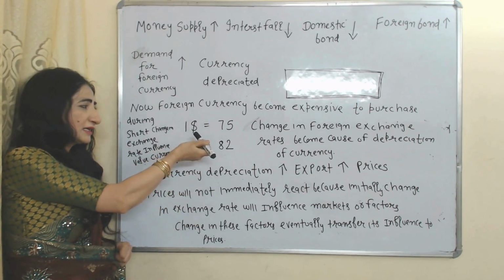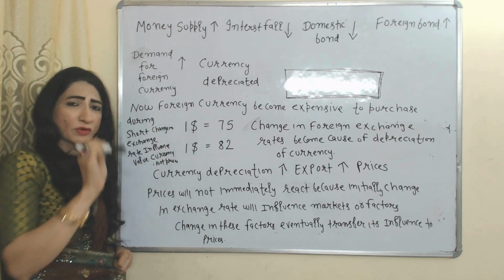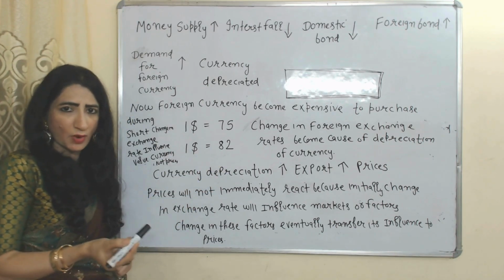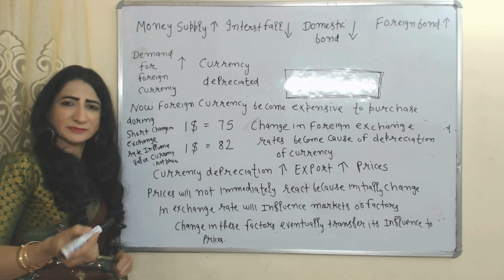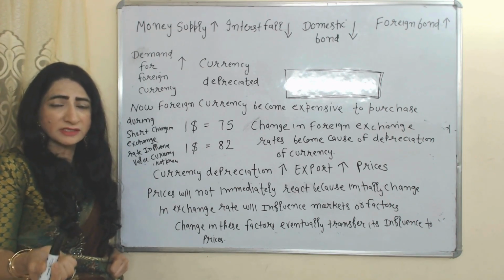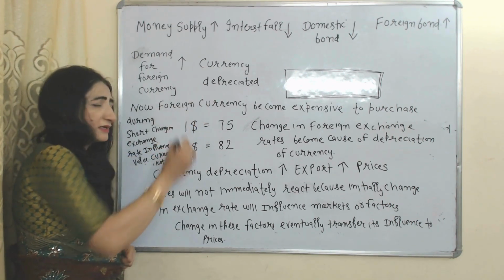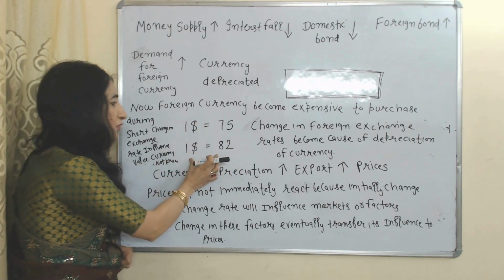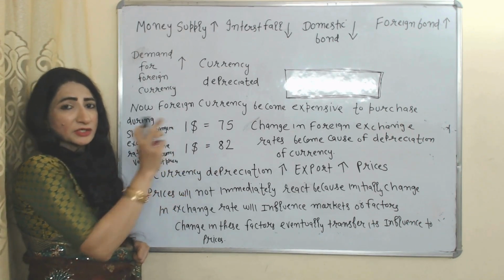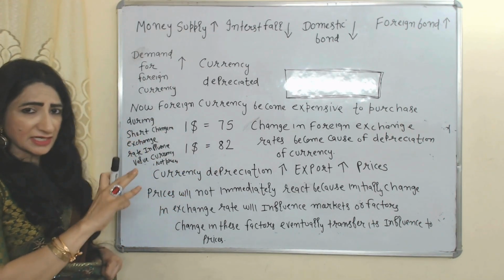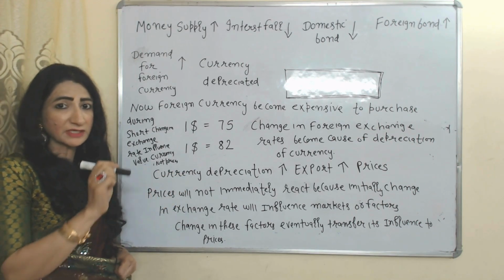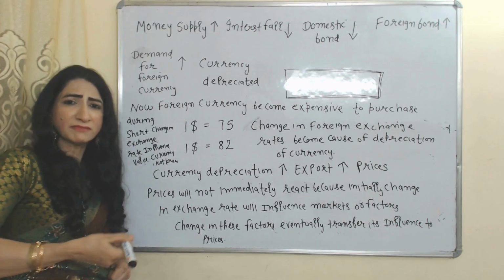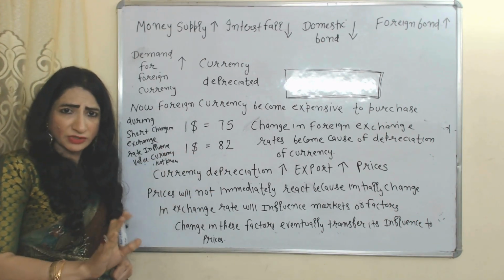For example, earlier we needed only 75 rupees in order to receive $1, but now we need 82 rupees in order to receive $1. That means foreign currency has become expensive to purchase. When foreign currency becomes expensive to purchase, that means our currency has depreciated. So here you can see a change in the foreign exchange rate becomes the cause of currency depreciation. During a short time period, a change in exchange rate only influences the value of currency but not prices. Because as we discussed earlier, prices will not immediately react when the exchange rate changes during a short time period.